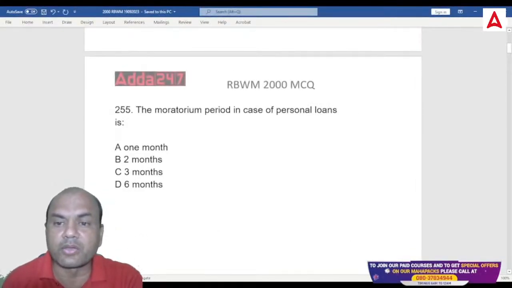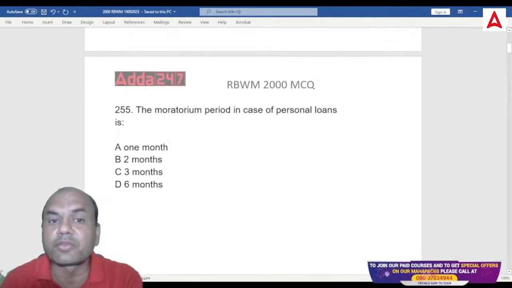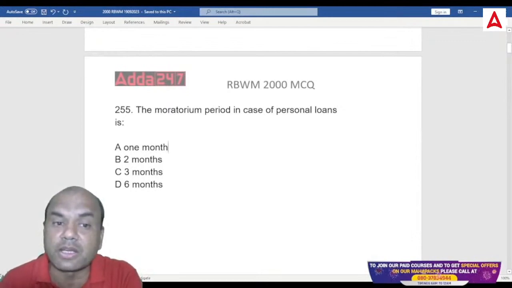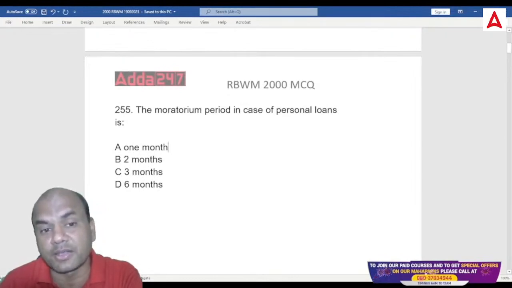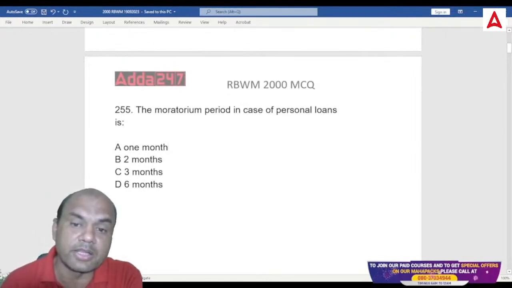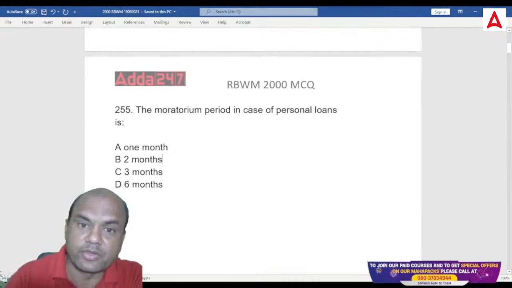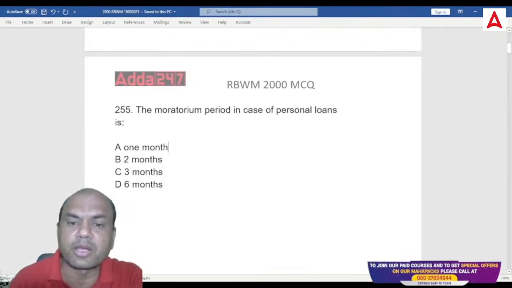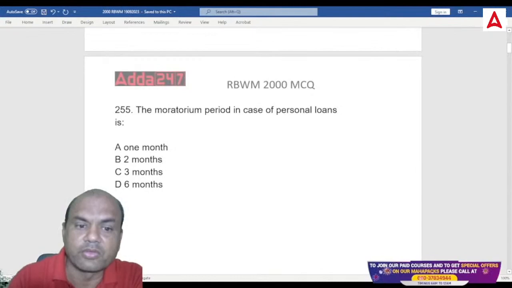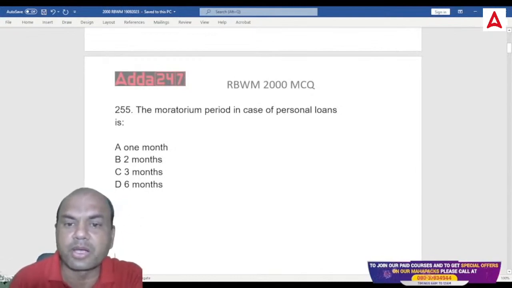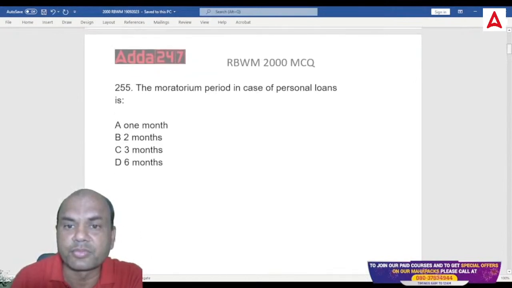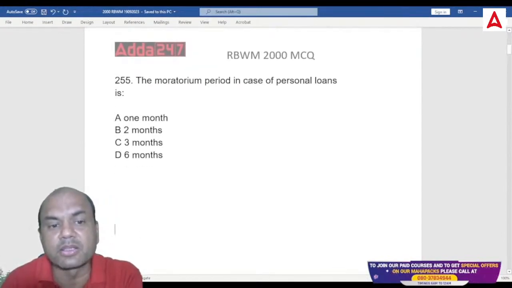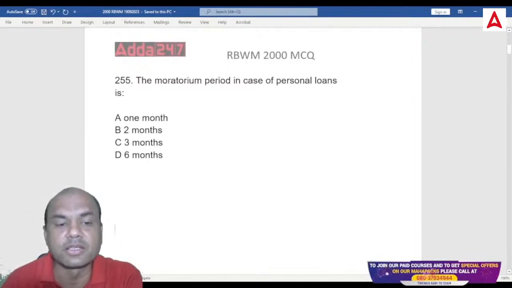The moratorium period. Now the numbers you'll see, we have been covering them since many days, that's why these numbers are continued. That's why I'm saying watch the series from the starting. The moratorium period in case of personal loans is, so in case of personal loans, what is the moratorium period? What do you think should be the moratorium period in terms of personal loan? It is always 1 month, 2 months, 3 months, 6 months.